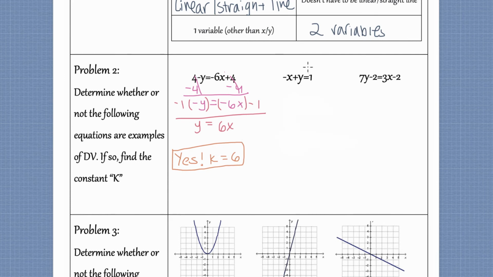So for the next problem, we're just again going to solve for y. So our final equation solved for y in this scenario is y = x + 1. So if we look at this, it has a plus 1 at the end, which signifies that the y-intercept is 1. So no, this is not a direct variation equation. And since it is not a direct variation equation, it will not have a k value. So I'm going to start solving for y for our next one over here.